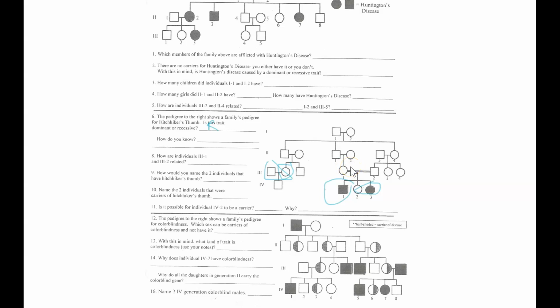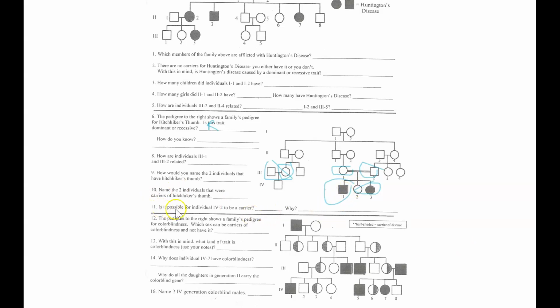3-1 and 3-2 that are going to be the carriers, because they are heterozygous, and that's why these two are homozygous recessive, number 1 and number 3, because they're shaded. So these parents must have been carriers of that trait to have children that are homozygous recessive.